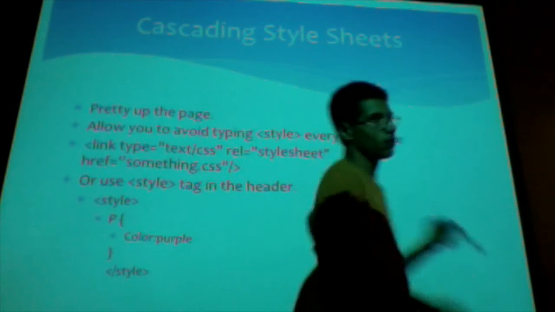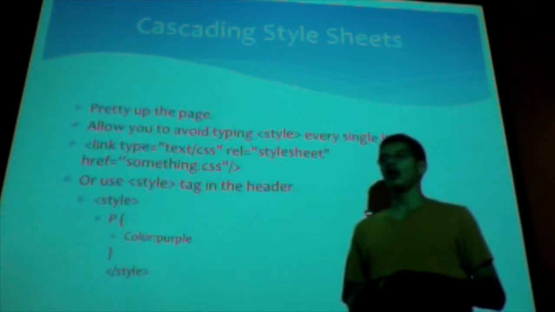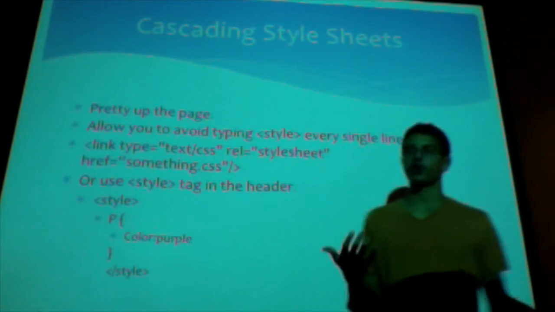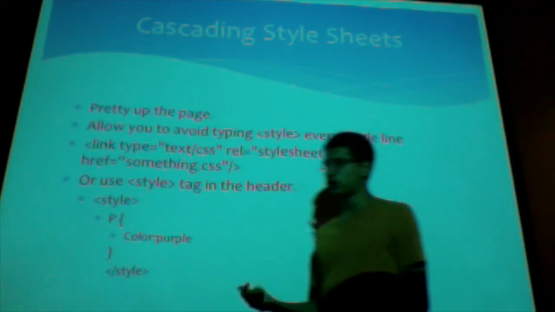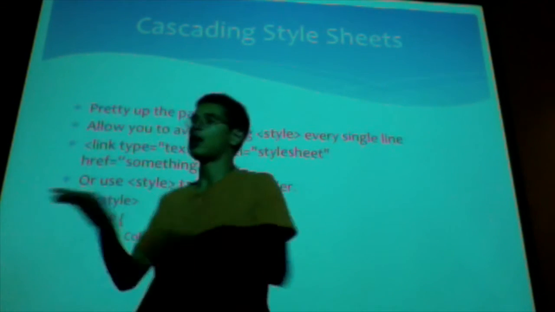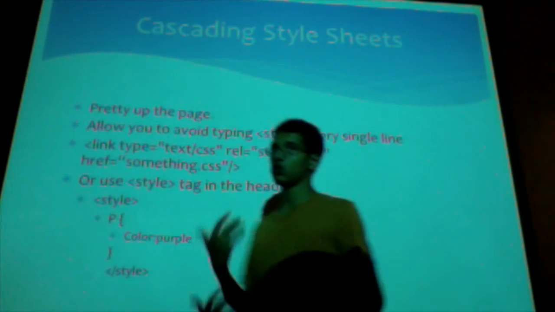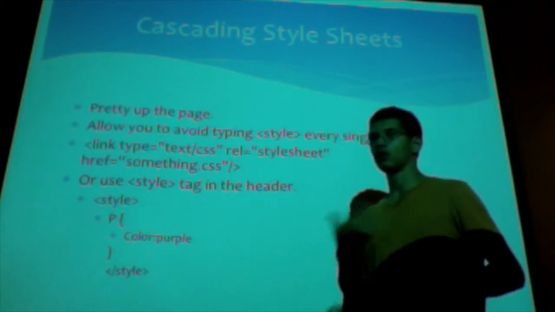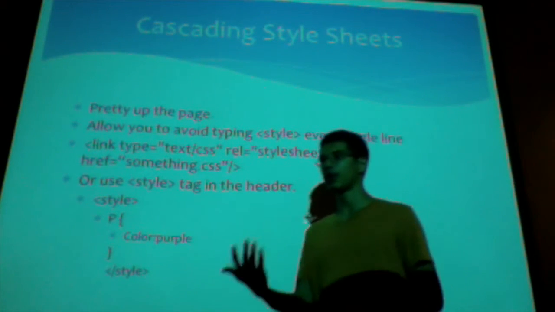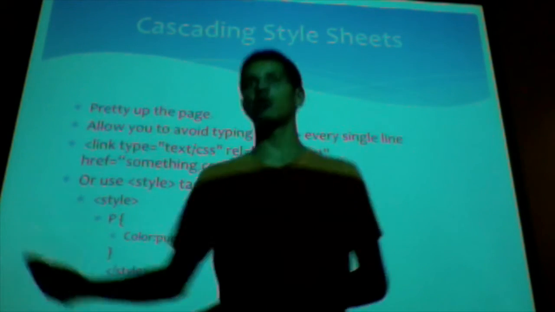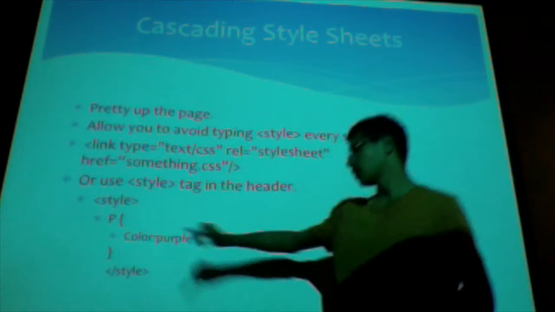And basically, what a CSS document does is it lets you set the general rules for a tag. So on your CSS document, let's say you want all your paragraphs in your HTML document to be purple. You could type this purple color tag in every single paragraph. Or you go into your CSS document and you type something like this.